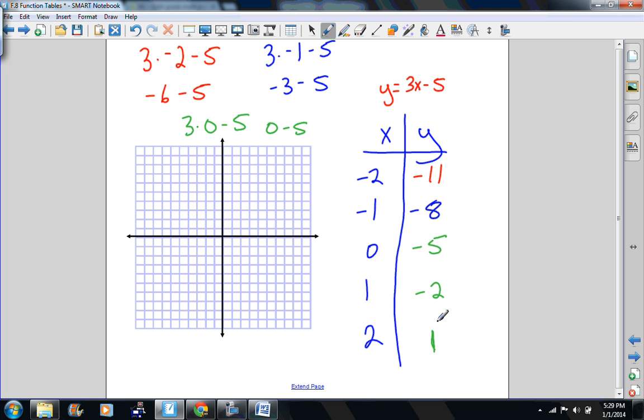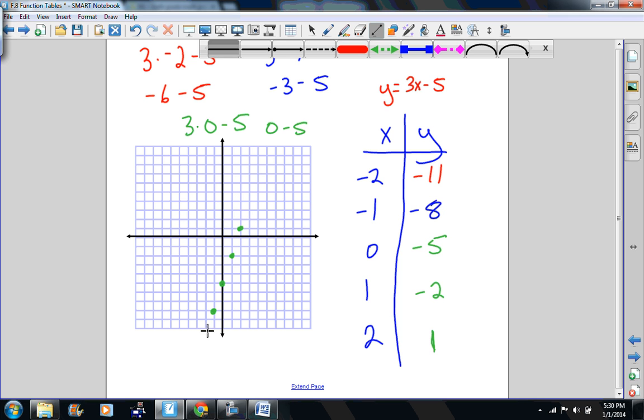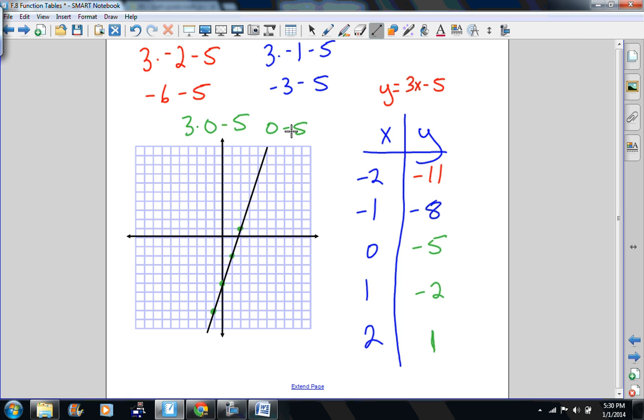So now to graph it, the only problem is I go negative 2, negative 11. That actually ends up off the graph. So I'm going to skip that one. And I'm going to go 1, negative 8, 0, negative 5, 1, negative 2, and 2, positive 1. And now I'm going to graph it. I put my arrows on my graph.